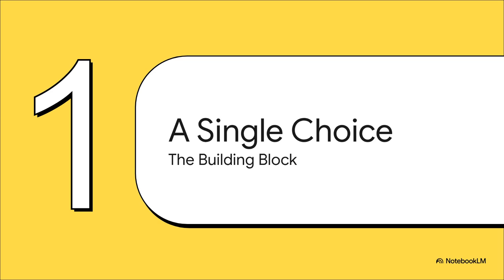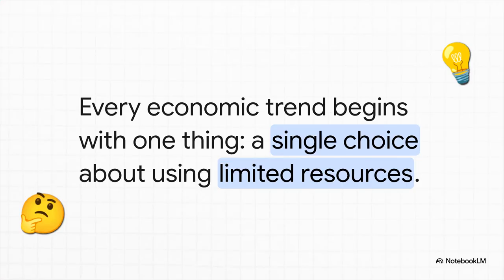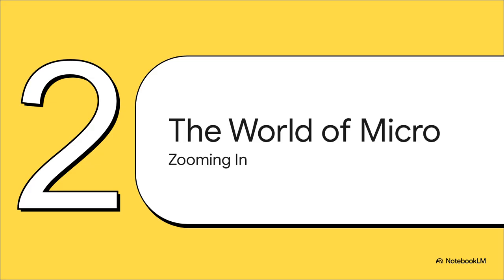We're going to zoom all the way in. It's kind of wild when you think about it. Every single major economic trend, every stock market boom, every recession, it all boils down to one simple, fundamental building block: a person or a single company making a choice. That's it. It all starts there. And that right there, that focus on the individual choice, brings us to our first lens. Welcome to the world of micro.